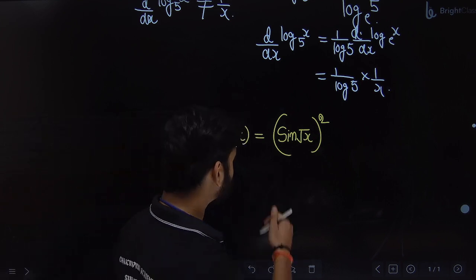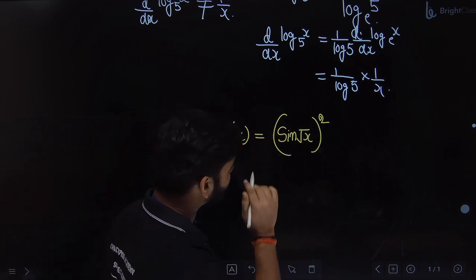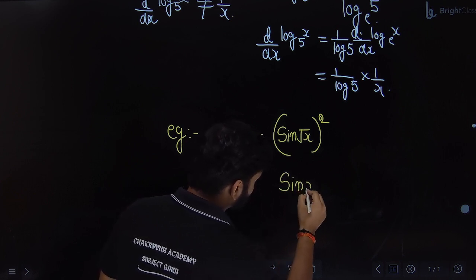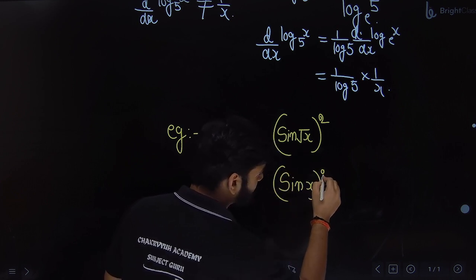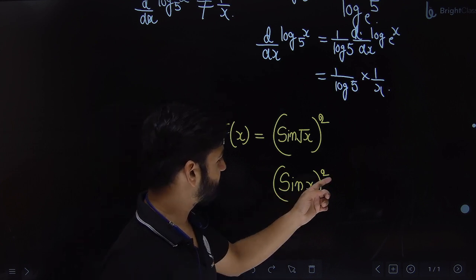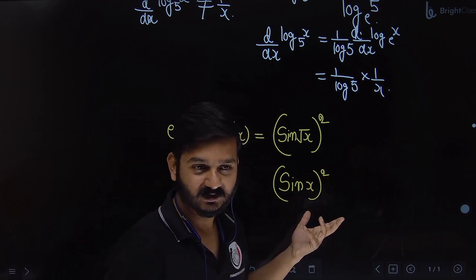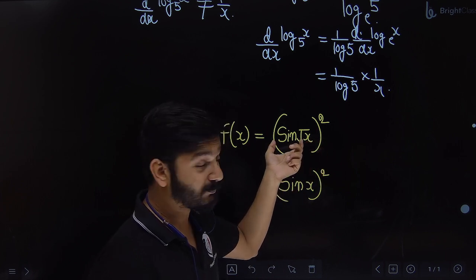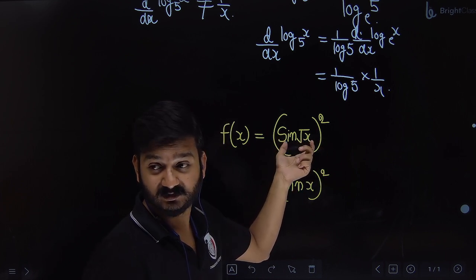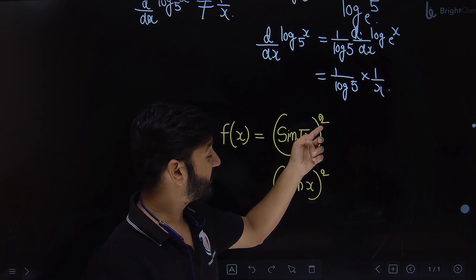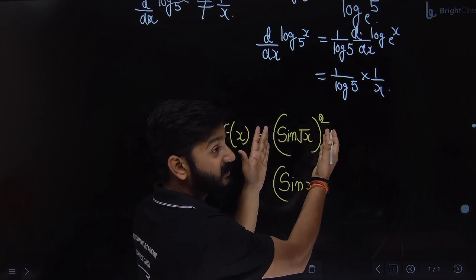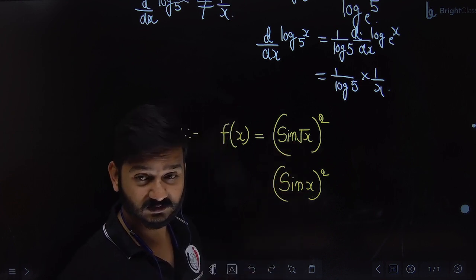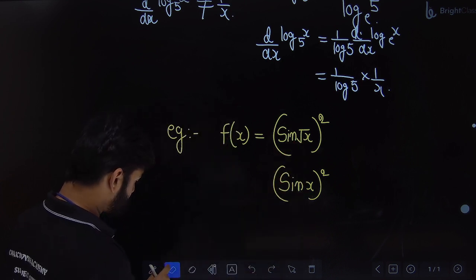Some students write this. They say, "Sir, we can simplify this," and they write sine x, the whole square. They say, "Sir, square root and square get cancelled." But root x is not separate. Root x is part of the function. The whole square means the square is on the whole function, not on the input. You cannot remove the square root. So don't make that mistake.